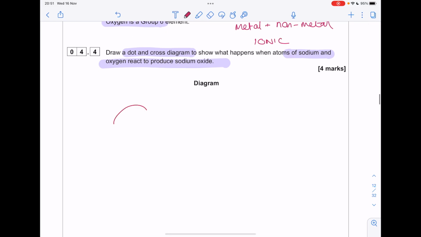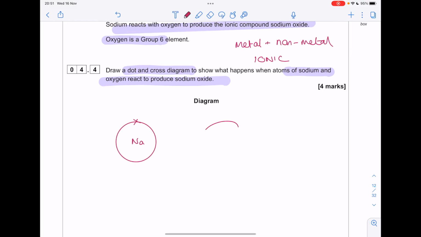I'll just show you what happens here. Sodium is in group 1, so it has 1 electron in its outer shell. They've told us oxygen is in group 6, so it has 6 electrons in its outer shell.